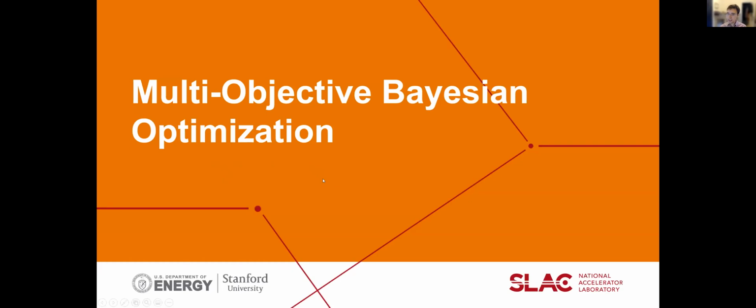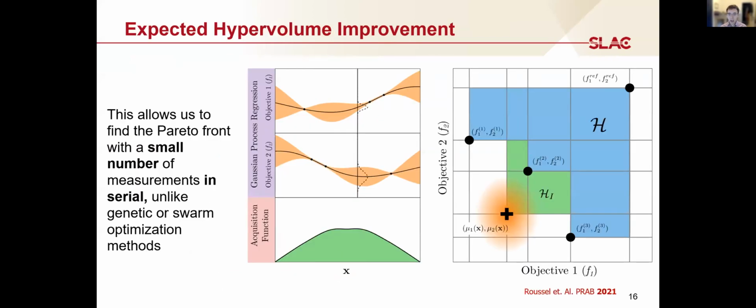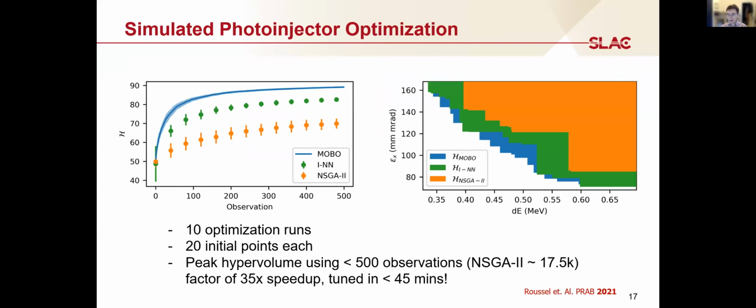The other application that we did was serial multiple objective Bayesian optimization, where we essentially are trying to balance the trade-off between multiple objectives and find the Pareto front in a serialized manner. And so we use an acquisition function here that calculates the expected hypervolume improvement of our Pareto front, which speeds up our optimization over other multi-objective algorithms, such as evolutionary algorithms, by a factor of 35 times. And so we are able to use this in a physical accelerator as opposed to a massively parallelized simulation.